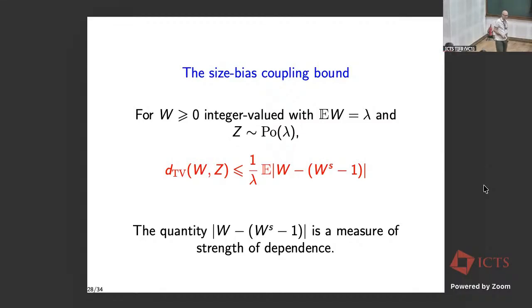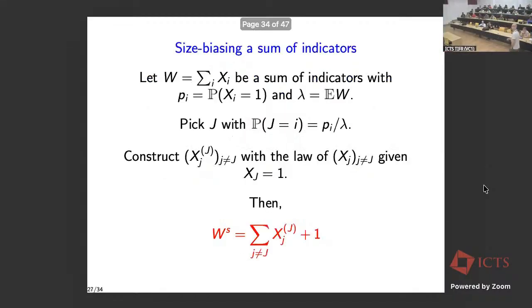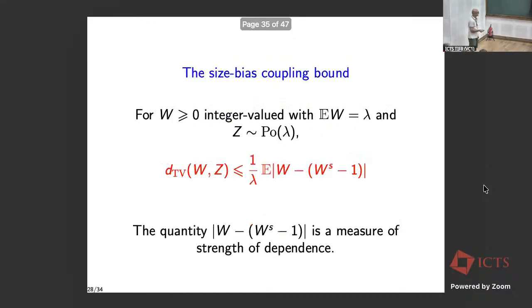Yes? WS is like a sum of indicators, so why is there a +1? Yeah, over there. This one? Yeah, the box. Because this sum is excluding the J we picked. I mean, you can write this down as a sum over everything, keeping in mind that the one you've picked has been set to 1. And that's like a -1 in the next. That's right, and then you subtract that. So it's how well can you couple the original one with the size biased one, excluding the one that you've picked.